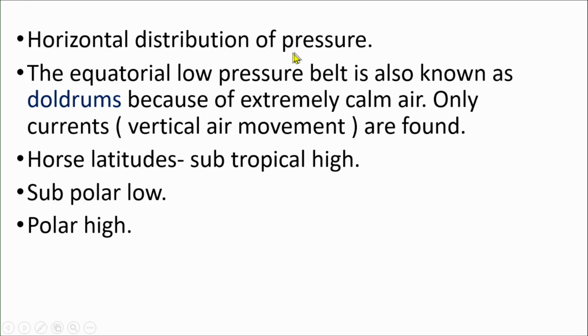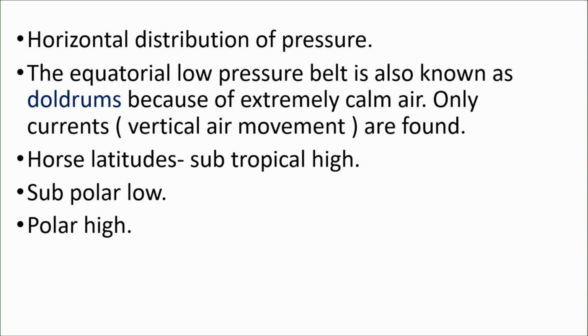So, horizontal distribution of pressure. The equatorial low pressure belt is also known as the doldrums. So, this equatorial low pressure belt has got a secondary name. A question can be asked: what is meant by doldrums? The equatorial low pressure belt can also be described as doldrums because of extreme calm air. So there is a current there, you don't have winds. Because of this reason, you don't experience wind. So it is calm. Only currents are found here.